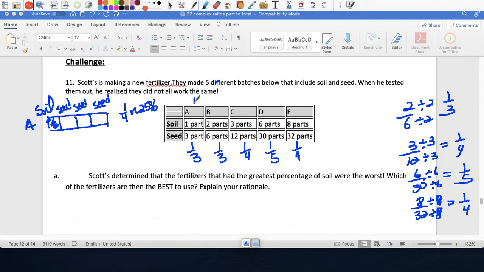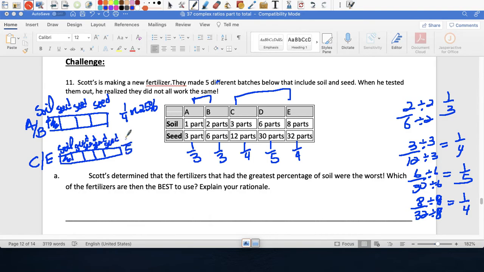Fertilizer B, so A and B are the same, so this is called A and B. Fertilizer C and E is 1 part soil and 4 parts seed. So 1, 2, 3, 4. This is seed, this is seed, this is seed, and this is seed. So out of the 5 parts, 1 of them is soil, or 1 out of 5 is 20%. So that's even worse. So this is only 20%, that's 25%.